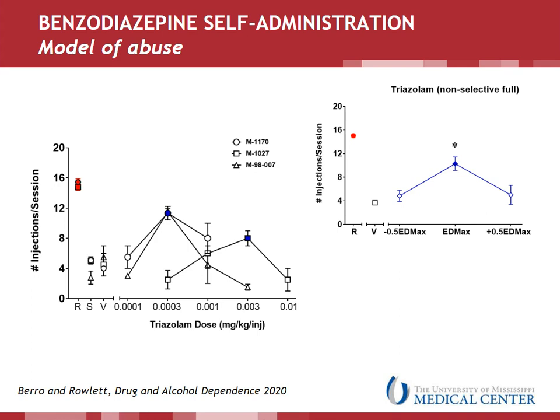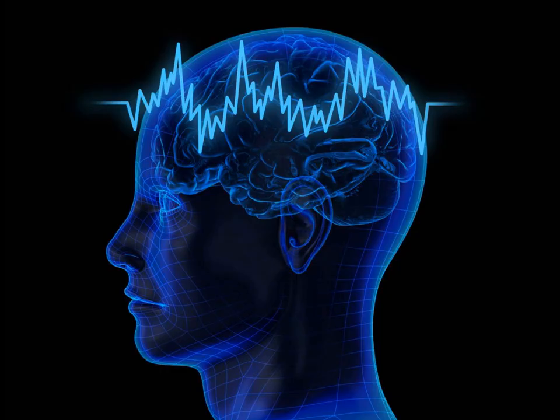So up until now, all the models I mentioned relied on behavior primarily to model the anxiolytic or anxiety-reducing, sedative, and abuse-related effects of benzodiazepines. However, we recently ventured into using a new, even more translational approach for investigating benzodiazepine pharmacology, and that was the use of electroencephalography, or EEG, which is an indirect measure of brain activity.